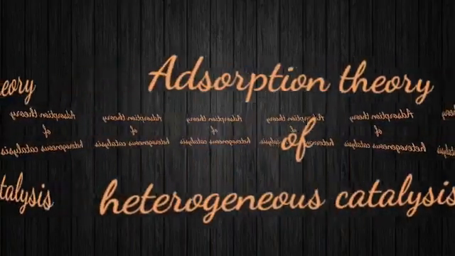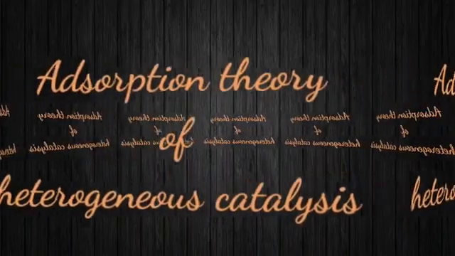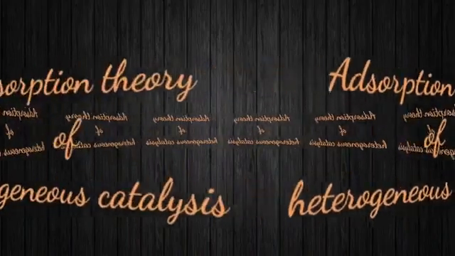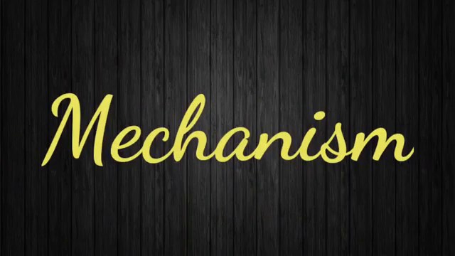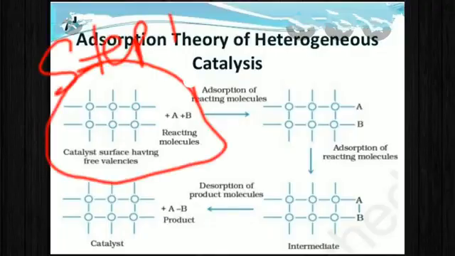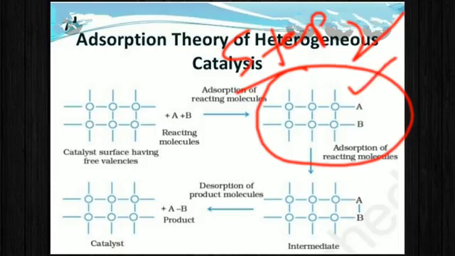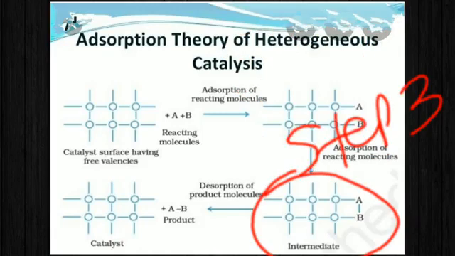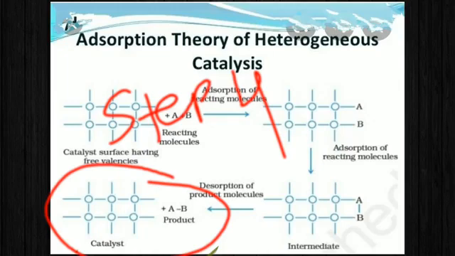But students, the modern adsorption theory is a combination of intermediate compound formation theory and old adsorption theory, and the mechanism involves 5 steps. In first step, there is diffusion of reactant to the surface of catalyst. In step 2, there is adsorption of reactant molecules on the surface of catalyst. In step 3, there is occurrence of chemical reaction on the catalyst surface through formation of an intermediate. In step 4, there is desorption of reaction products from the catalyst surface, and so making the surface available again for more reaction to occur.